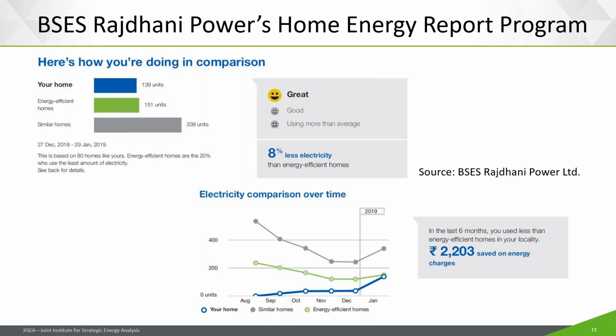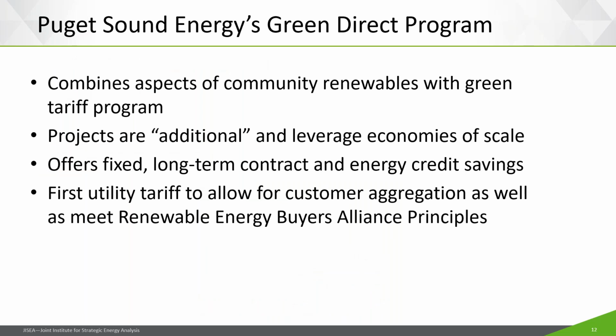So we'll move on from that to the third example, which is in the state of Washington, where Puget Sound, which is the largest investor-owned utility in the state of Washington, has rolled out a program called Green Direct. And there are a lot of companies in Washington state like Microsoft and REI and Target that were clamoring for something more than just a community solar program or a green tariff.